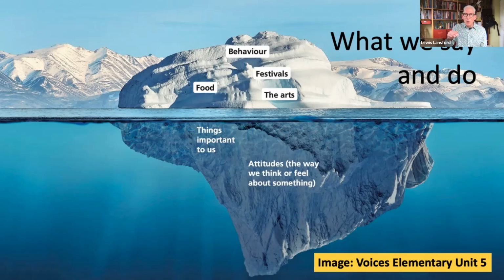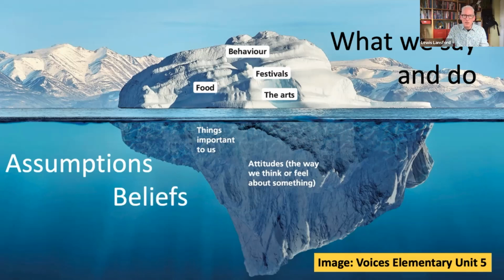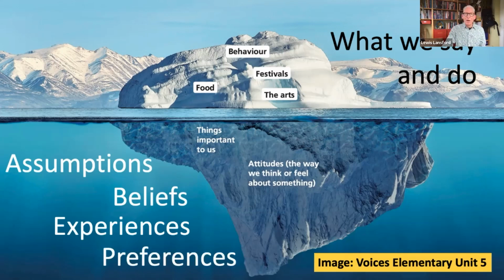And the part above the water on the iceberg is what we say and do, how we behave in life, with food, behavior. If we're talking about a nation, it's festivals and the arts and food and stuff like that. But just in general, it's our behavior. But what's more interesting, perhaps, is what's below the waterline, the things that people can't see. These are assumptions that we have, beliefs that we hold, experiences that we've had, and preferences that we may feel.